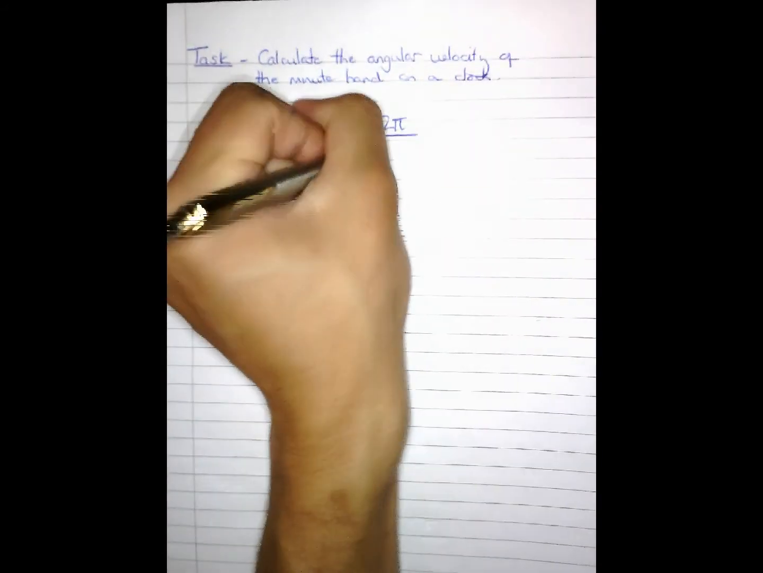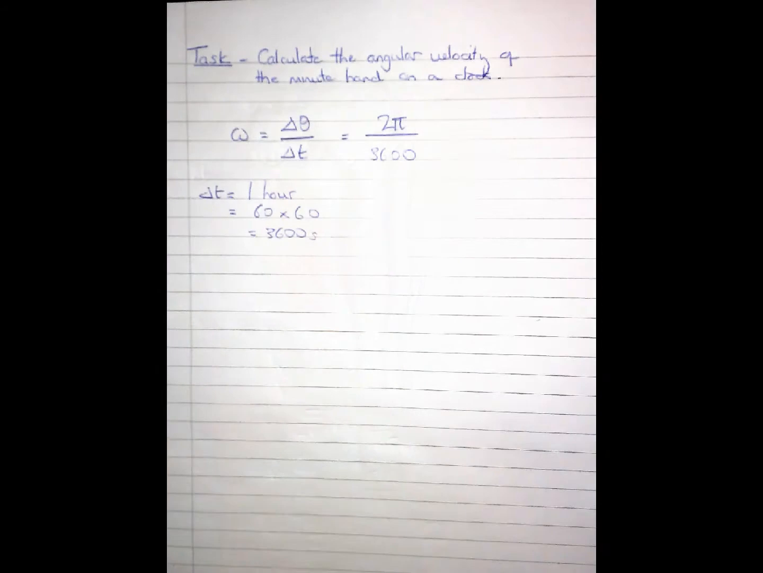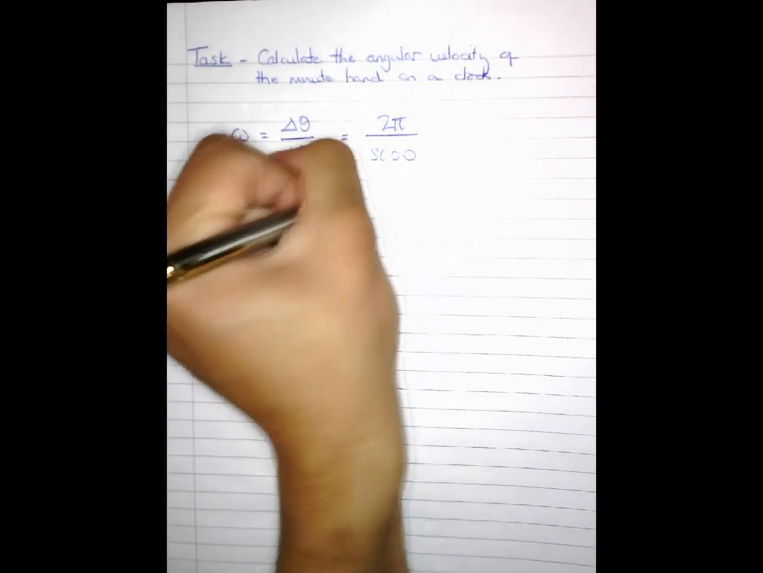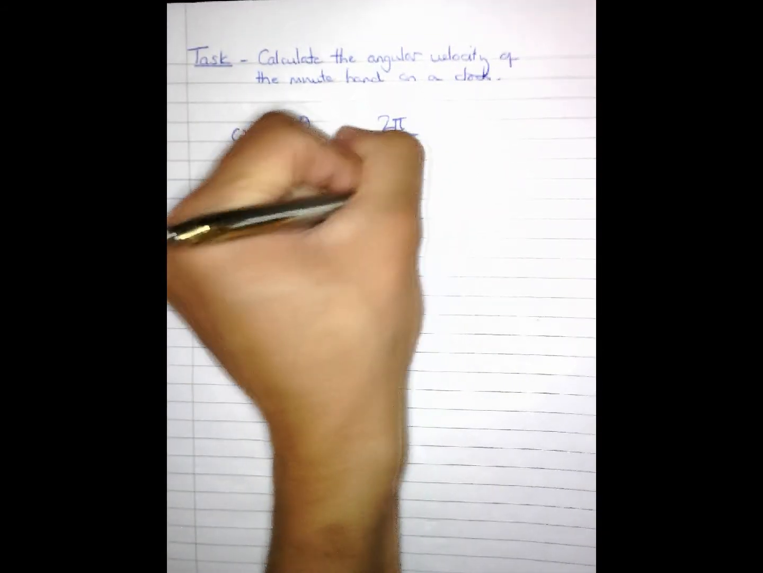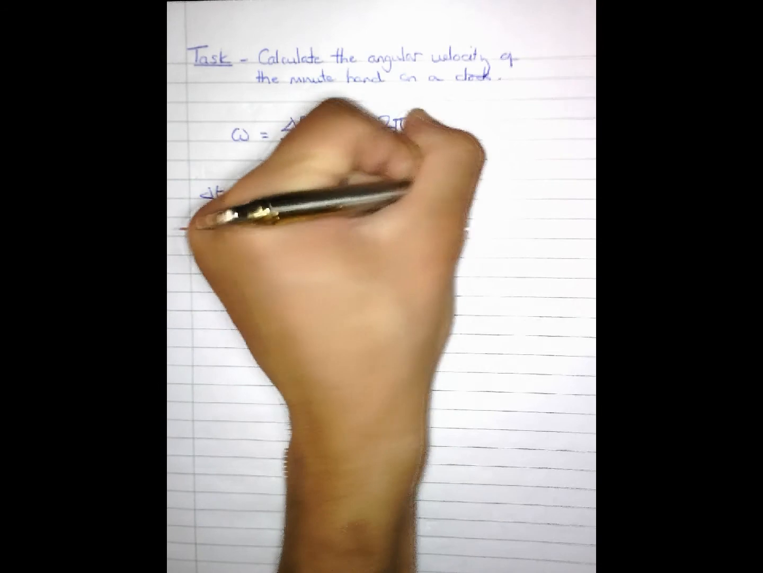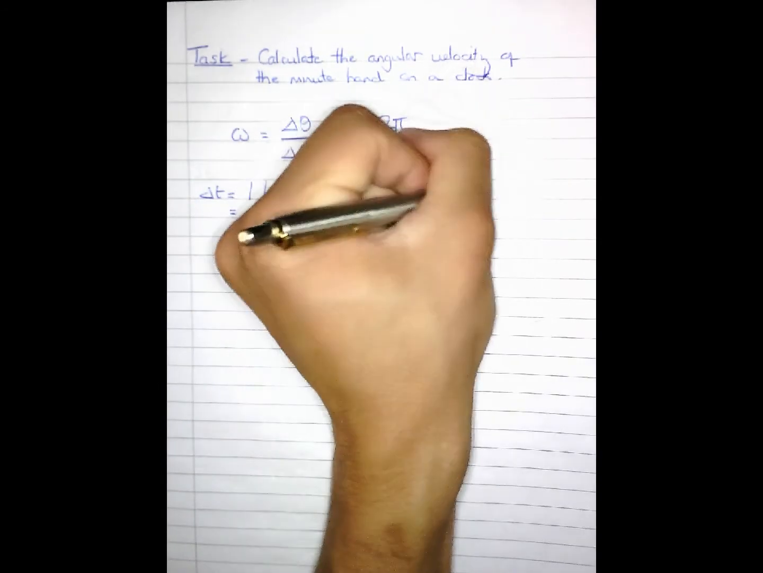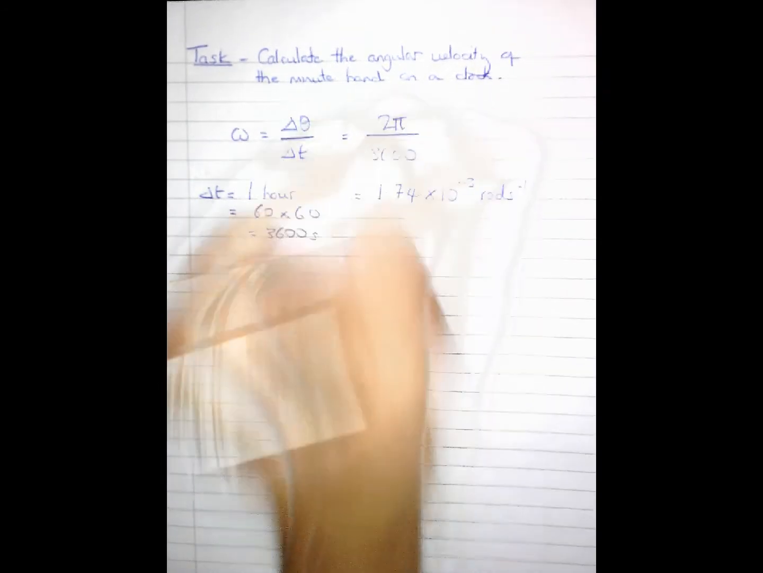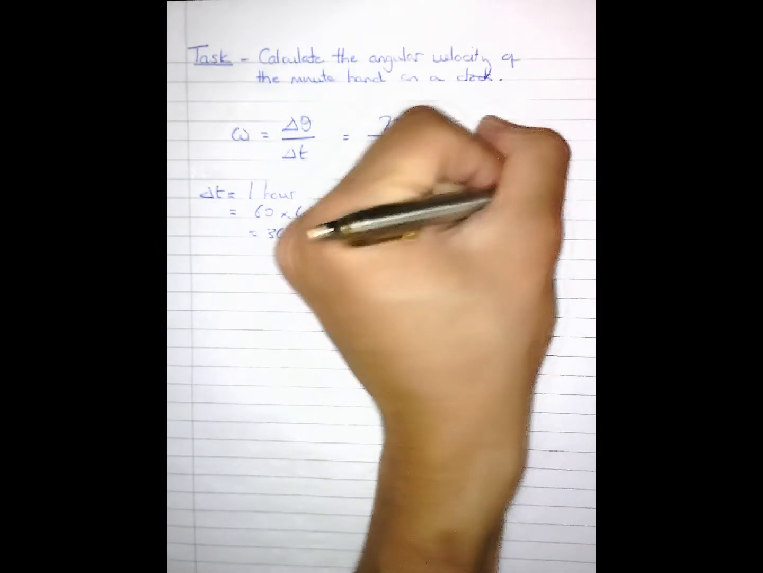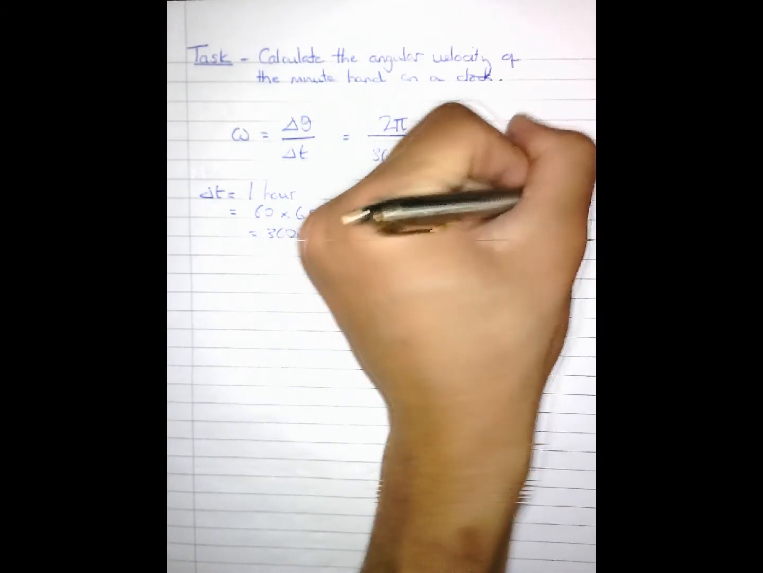So we do 2 pi divided by 3,600, and that gives us 1.74 times 10 to the minus 3 radians per second, and that's to 3 significant figures.